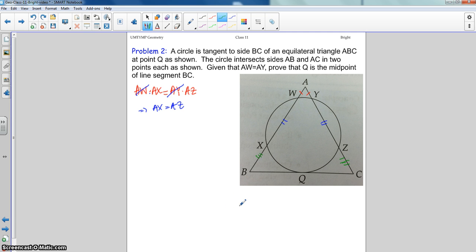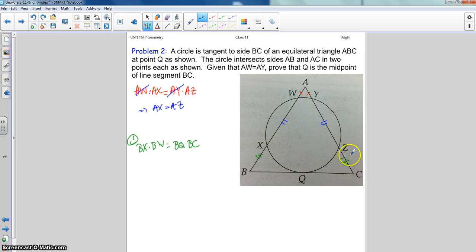Okay, so that helps out a great deal, but how is this going to help me? So what I need to do is set up two more power of a point theorem equations. So I'm going to set up BX times BW is equal to BQ times BC. So that's one equation.